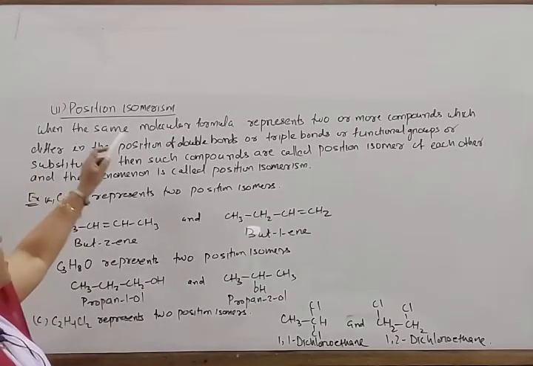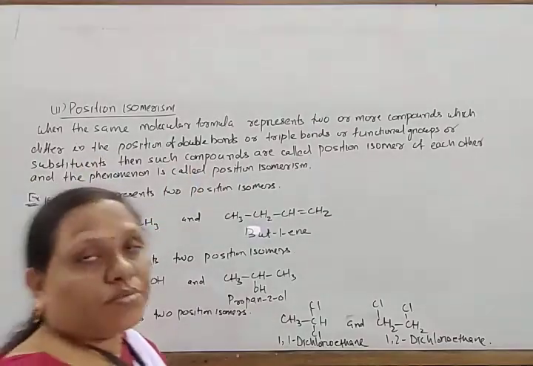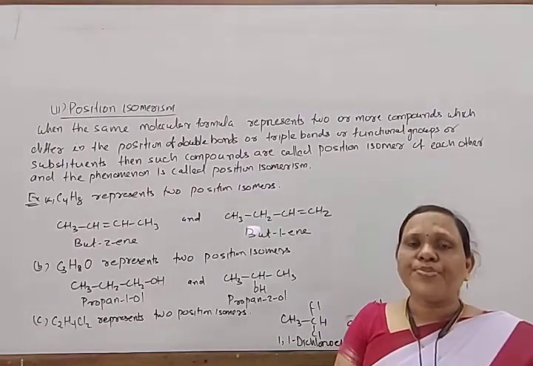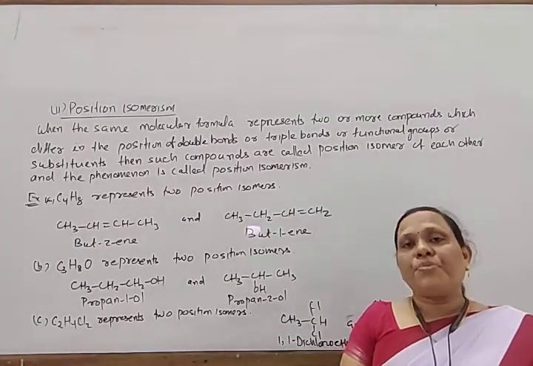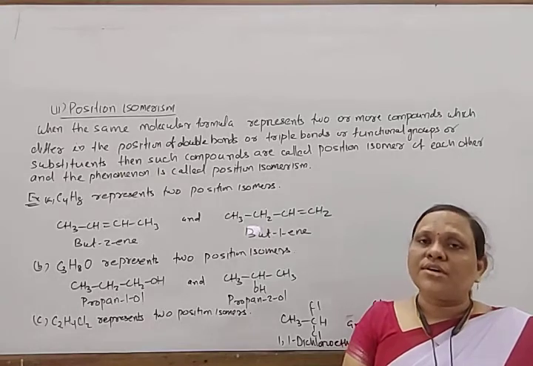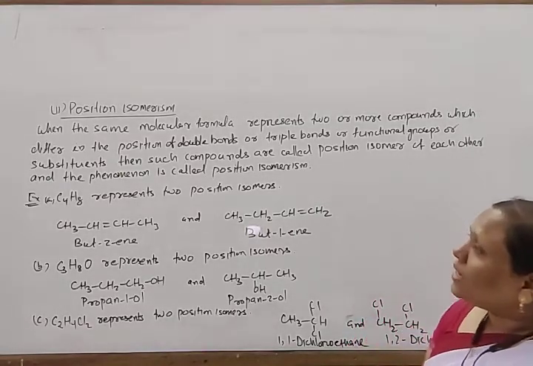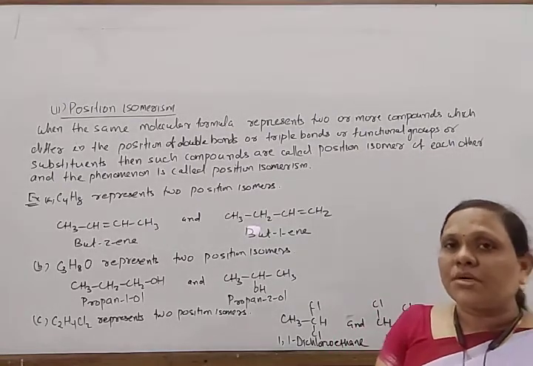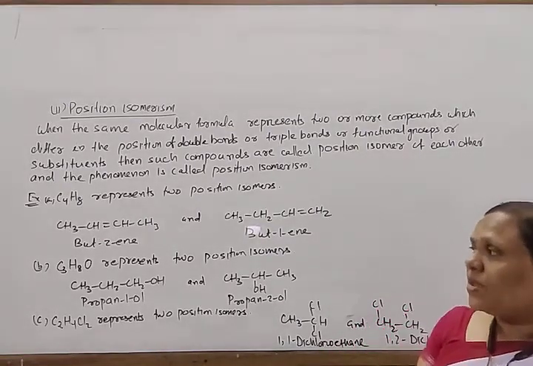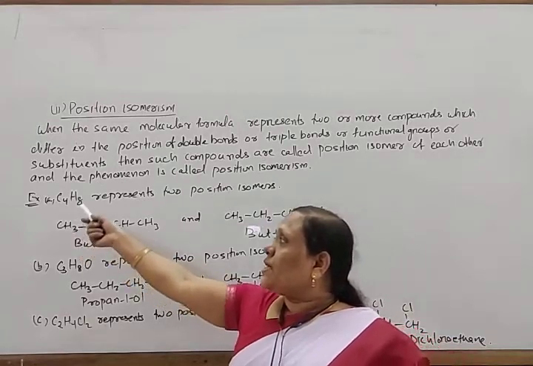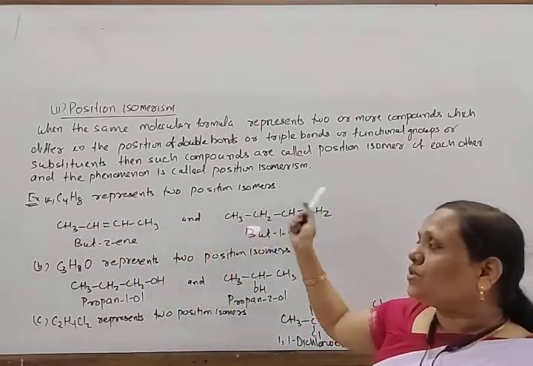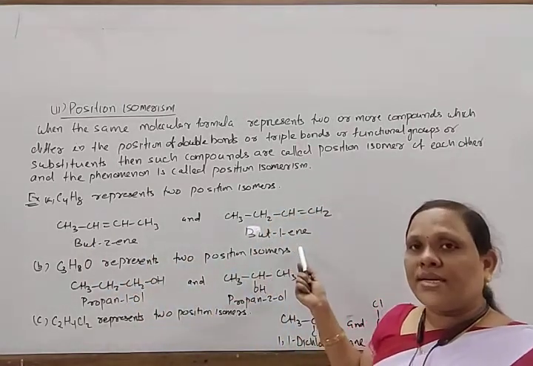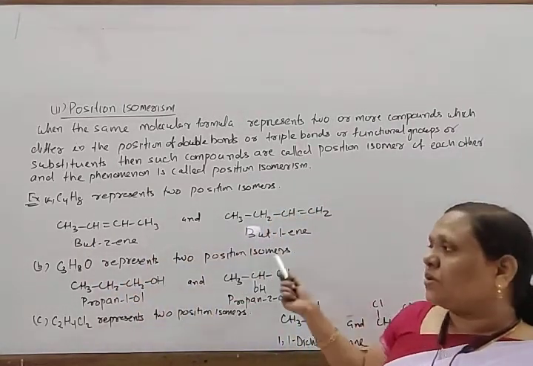So position isomerism: here the same molecular formula represents two or more compounds which have different positions of either substituents or functional groups or double bond or triple bond. Then such compounds are called position isomers of each other, and this phenomenon is called positional isomerism. For example, C4H8 represents two position isomers. But-2-ene and but-1-ene are position isomers of each other.